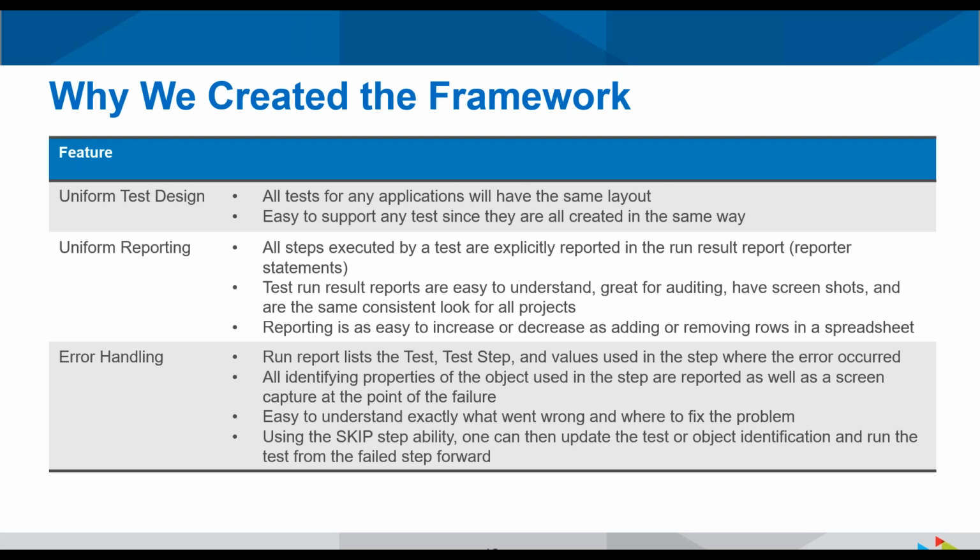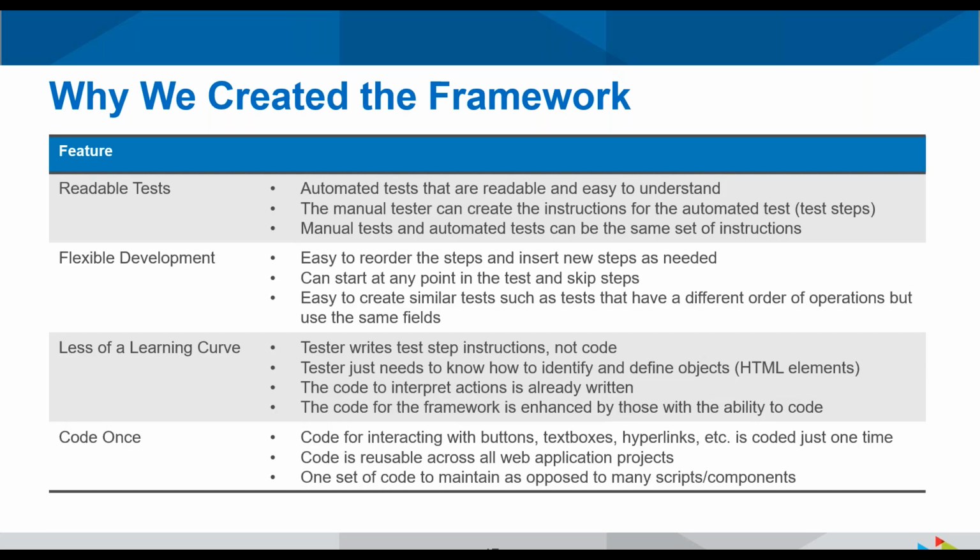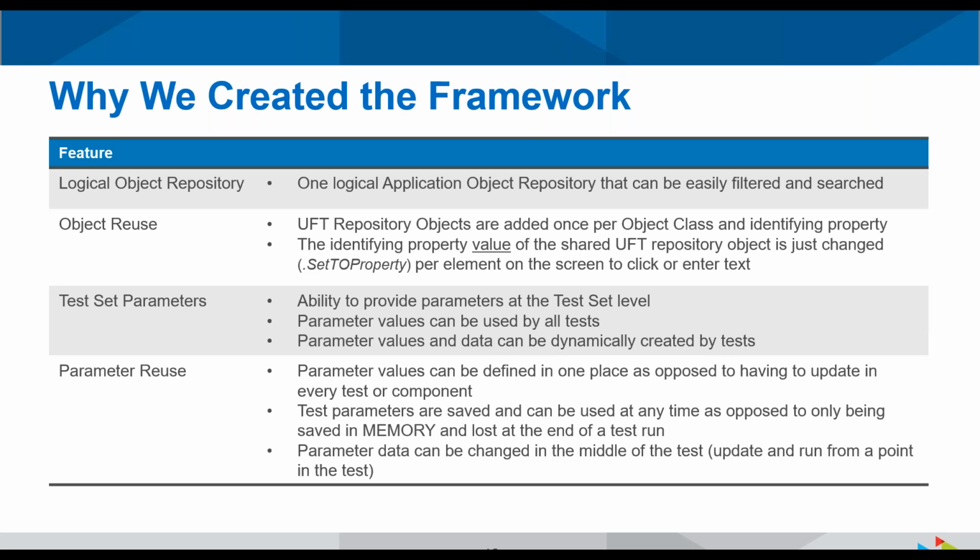We wrote the code for interacting with various elements one time. That is easier to manage. We reuse the UFT repository objects. So if the application is developed consistently, then we may have one web edit object, one link object, and things like that we just reuse and replace. So the primary value allows us to identify that object.